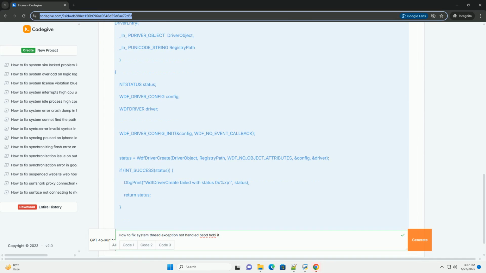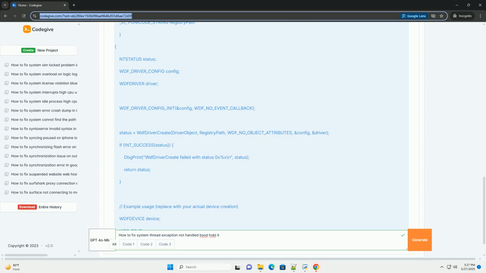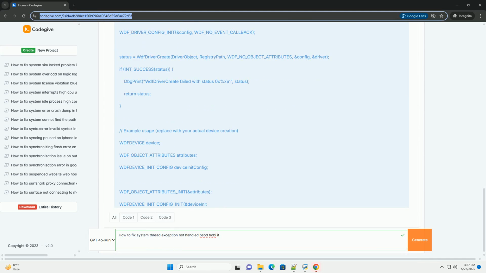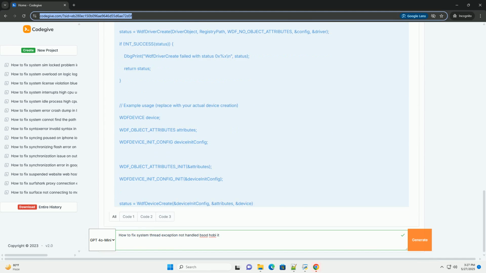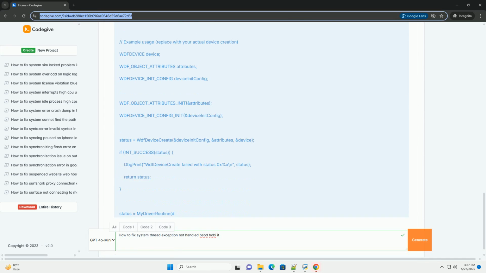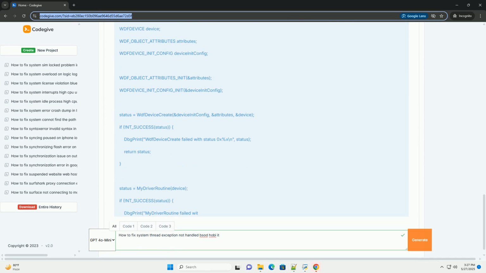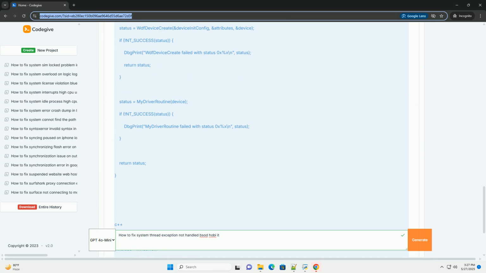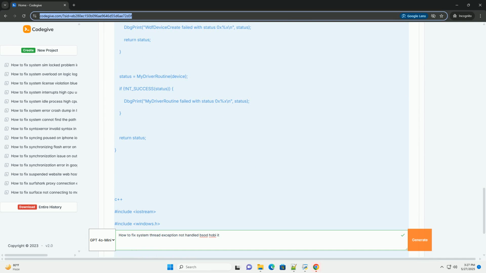It indicates that a kernel mode, system level, thread has encountered an exception, an unexpected event or error, that the exception handler couldn't deal with. This essentially means a crucial part of the operating system ran into a problem, and to prevent further corruption, Windows shuts down the system and displays the BSOD.